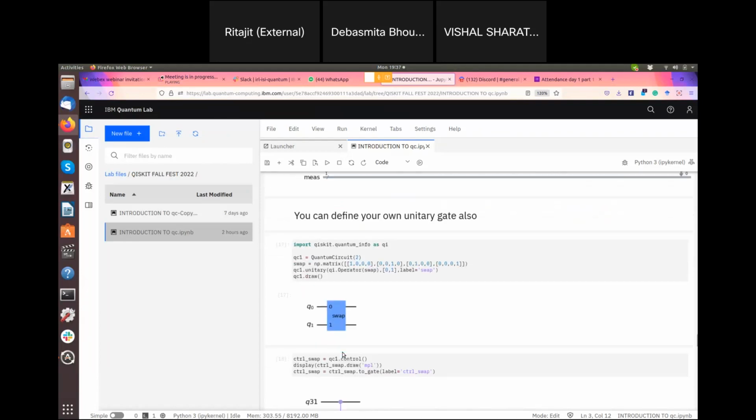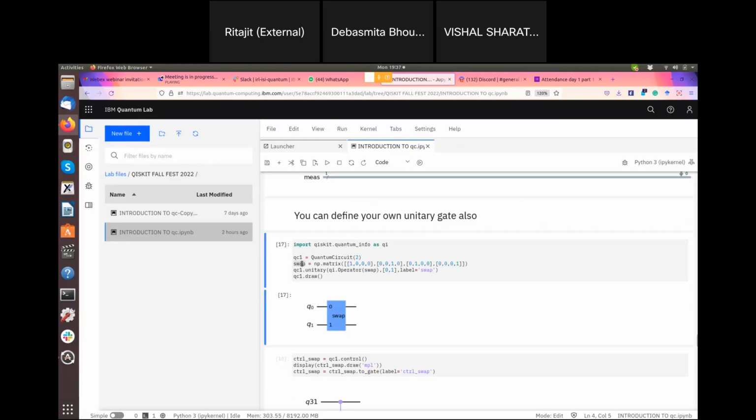The next thing is you can define your own unitary gates. So you have seen gates, you have seen CNOT gates, how the CNOT gate works, how the H gate, how the X gate works. You can define your own matrix. So for your own matrix, first you need numpy. You have to import numpy, and you define a matrix. So here you can see we have written a matrix, and then we called it swap.